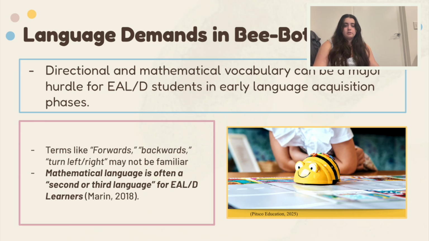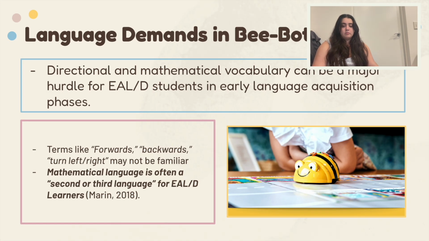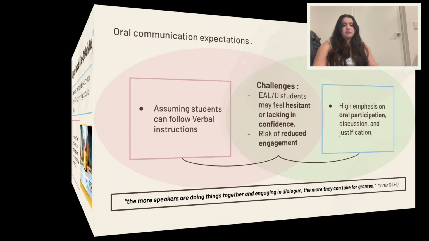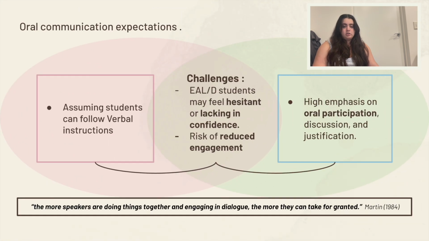In a Stage 1 classroom, the assumption is that students can already engage in basic oral instructions. However, ELD learners may struggle to follow directions, add to discussions, or explain reasoning, as mathematical language is denoted as particularly difficult for these students. As this task is done in small groups, it places significant emphasis on oral communication, where students are expected to express ideas and justify decisions using directional and mathematical language.